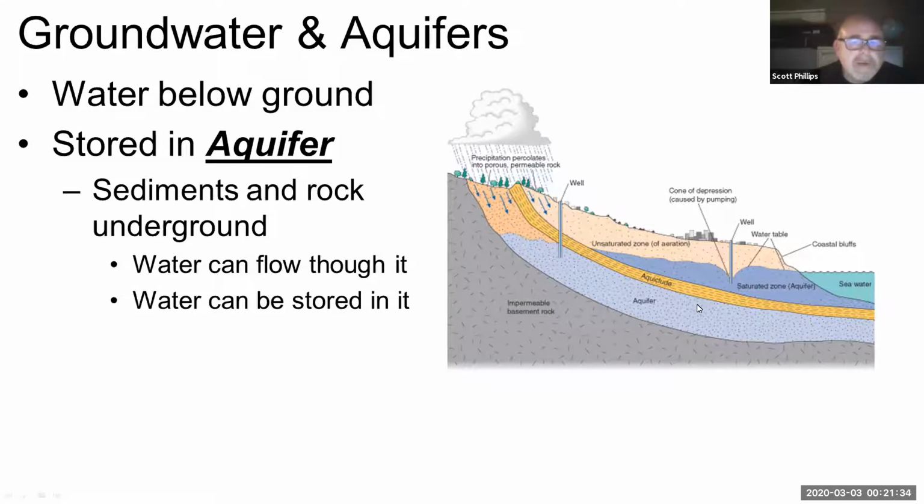Groundwater is stored underneath the ground, and it's stored in a structure called an aquifer. An aquifer is sediments and rock underground that water can flow through and water can be stored in. So you have impermeable rock below here. You have certain types of rock and sediments here that can store water. Sometimes you can have an intermediate layer that blocks water called an aquiclude, and then perhaps even another aquifer above that aquiclude.